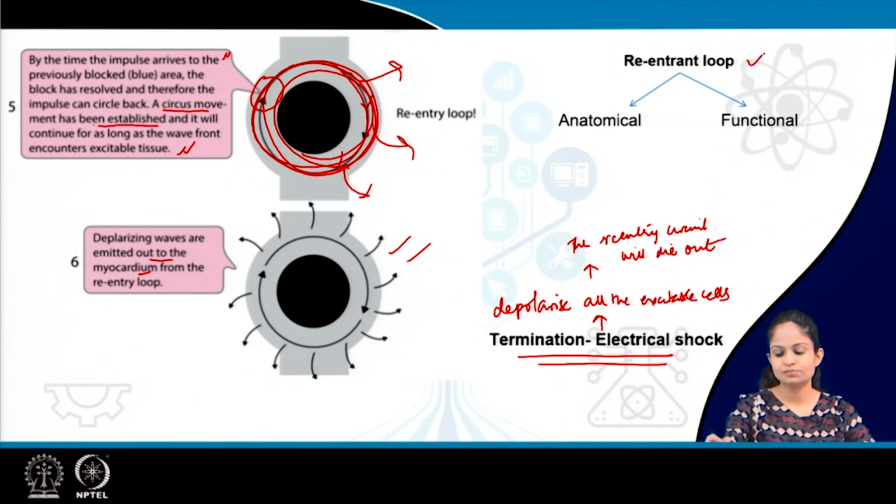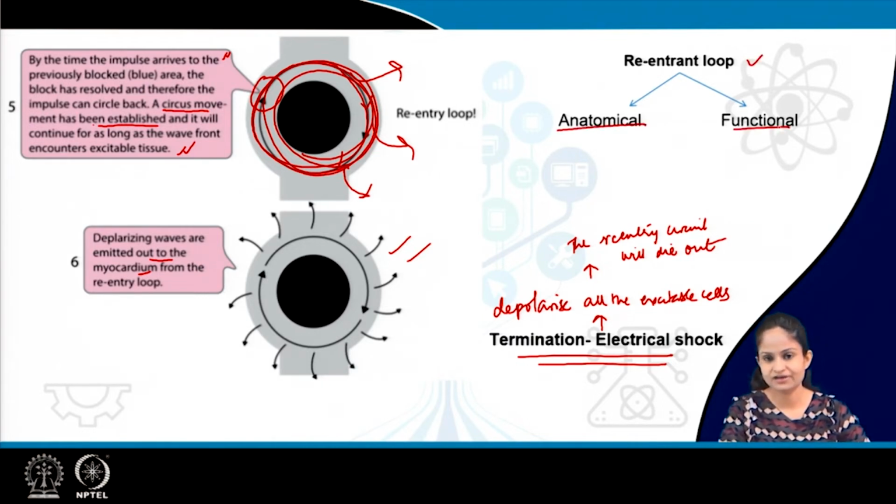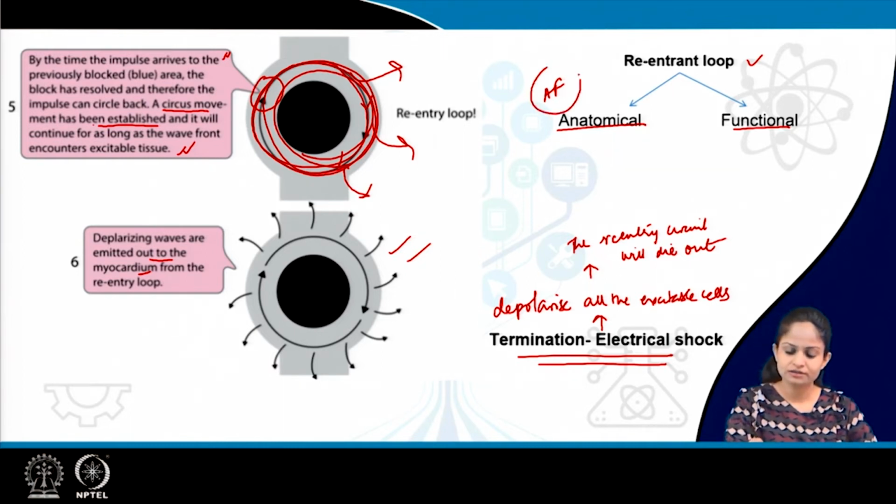Generally, this re-entry loop is classified into anatomical and functional. Anatomical, the most important example is atrial flutter. Atrial flutter usually happens around the tricuspid valve. So, there is an anatomical tissue which is usually not excitable. The valvular tissues are usually non-excitable; they generally do not generate any impulse. So, around the valvular tissue this re-entrant phenomenon occurs, and this is anatomical.